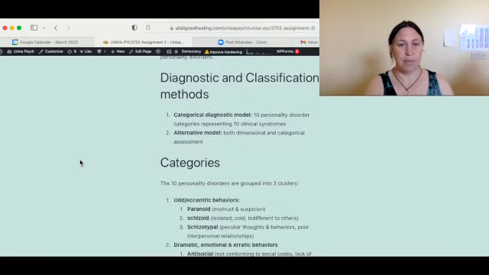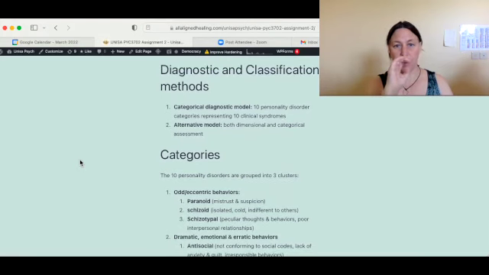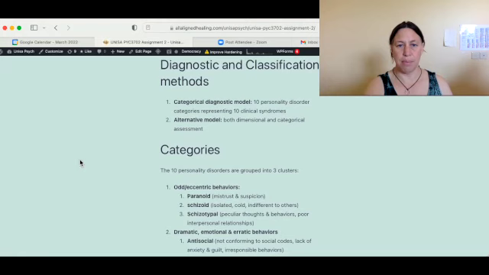Okay, there's 2 ways of categorizing or diagnosing it. One is through the category model, which we're going to use today because it's so nice and simple and clear. And the other is the dimensional or categorical assessment. We'll look at why we use that later on. Let's go through the odd, eccentric: paranoid, schizoid, schizotypal.